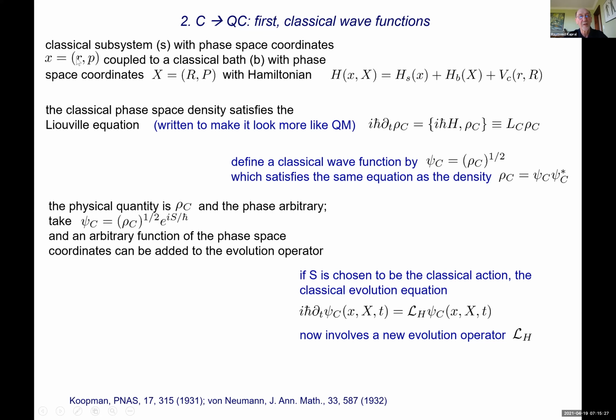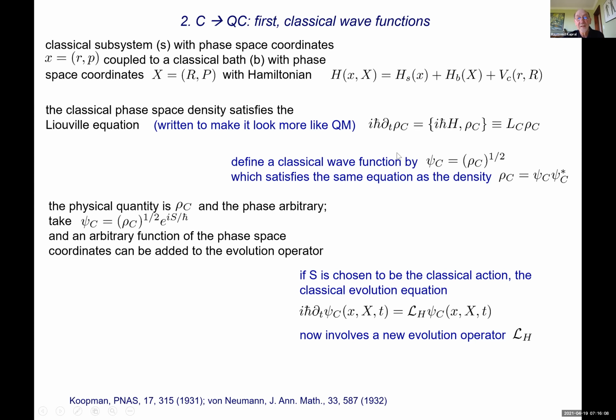By the way, in everything that I'm doing, when I say R and P, these really stand for a vector of quantities. So this is really an n-dimensional system, not a one-dimensional system. But I want to simplify the notation. So the Hamiltonian has the usual form, sum of subsystem, bath, and coupling. And if you have such a system, then the full system satisfies the classical Liouville equation. And some h bars have been added, as is usual in this field, to make it look more like quantum mechanics. But if you cancel them, this is just the classical Liouville equation.